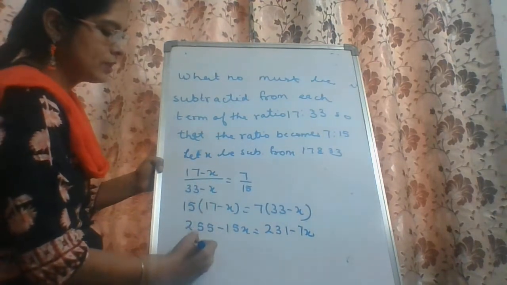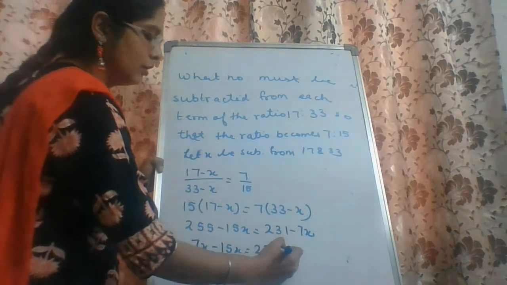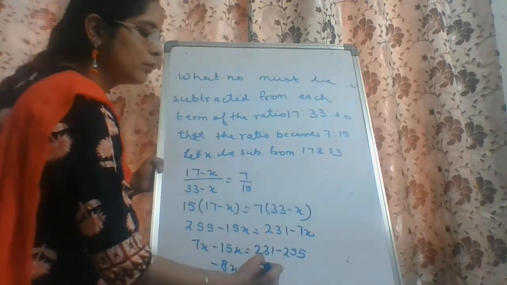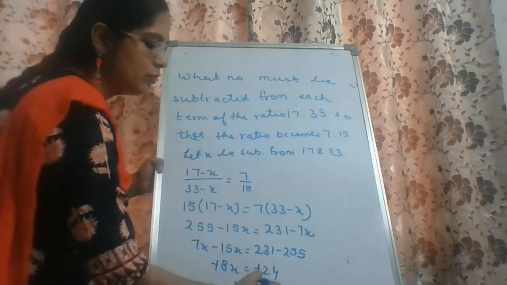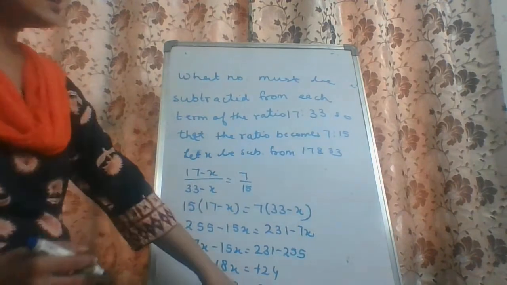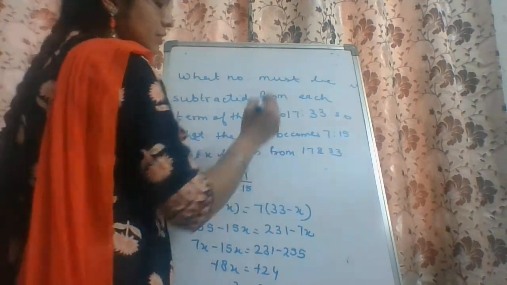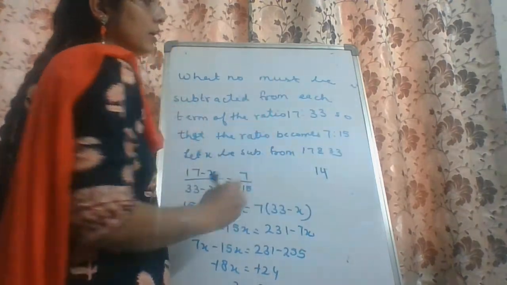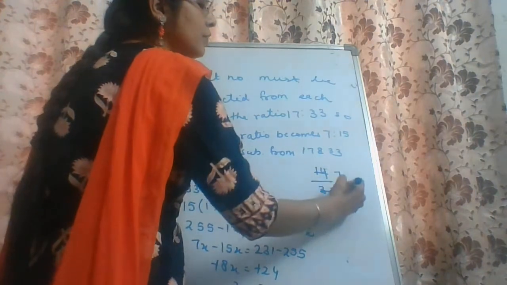Bring x terms to one side. Minus 8x equal to minus 24. Minus sign gets cancelled on both sides. x is equal to 24 upon 8, which is equal to 3. That means if 3 is subtracted from each, I should get the ratio 7 is to 15. Let us check. 17 minus 3 is equal to 14, and 33 minus 3 is 30, which is equal to 7 upon 15.